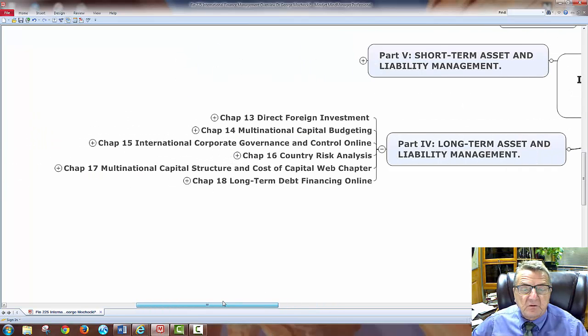Now we're going to go to chapters 13, 14. Okay, 13, direct foreign investments. I buy property there. Multinational capital budgeting. Again, here comes a budget. How do I budget? And where do I get the finances? Like any kind of budget, what's my baseline? I have to budget going forward, but I'm budgeting for different companies, for different operations.